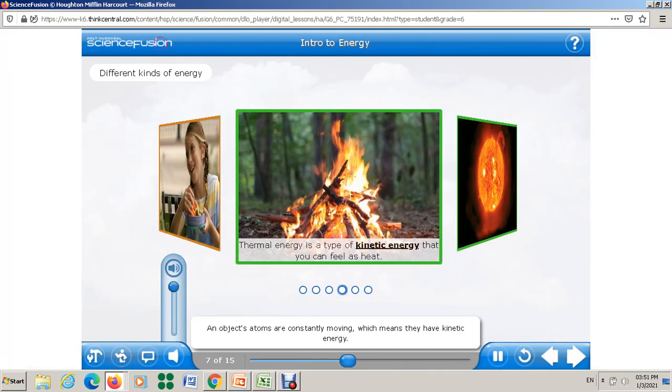An object's atoms are constantly moving, which means they have kinetic energy. The kinetic energy of the atoms in an object is known as thermal energy. You can feel thermal energy as heat, as from a bonfire or hot pan. The higher the temperature of an object, the more thermal energy it has.